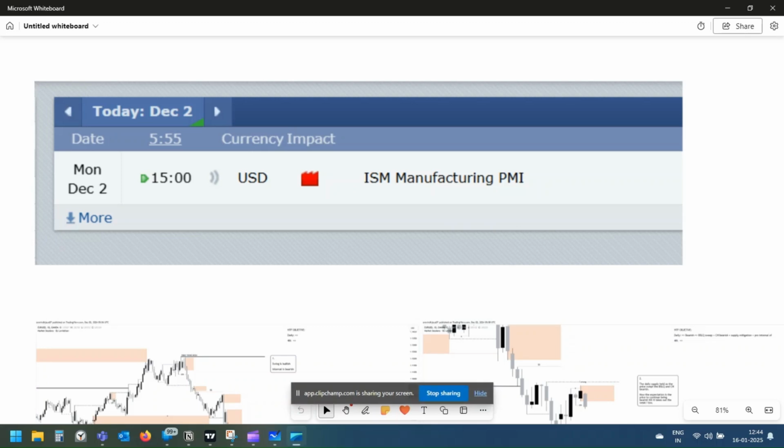So, today I'm going to recap December 2, 2024. This is a fresh month and a fresh week, and we are starting off December. And to start off, we are having a high impact news at 3 p.m.